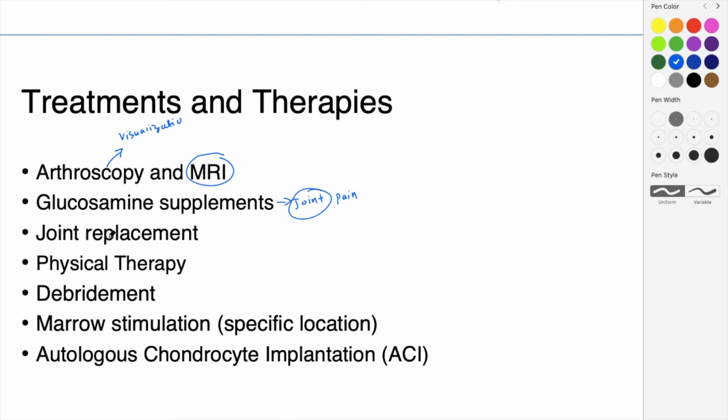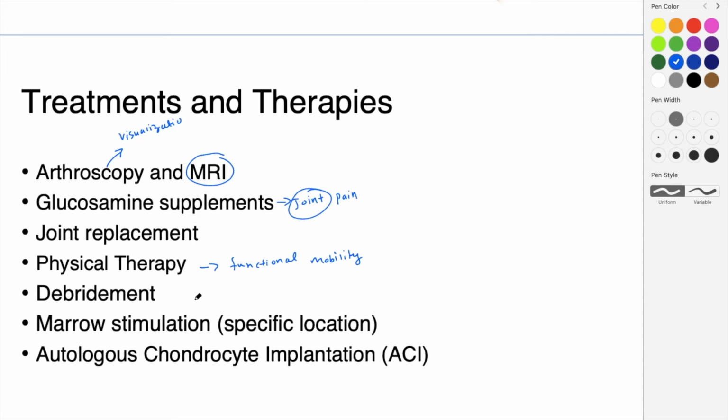Joint replacement means you are replacing the joint. I don't want to go into detail about that; the name itself implies that you're trying to replace your joint. Physical therapy is useful for functional mobility. This means hand manipulation or maybe massage, whatever you want to do. Physical therapy is basically functional mobility.